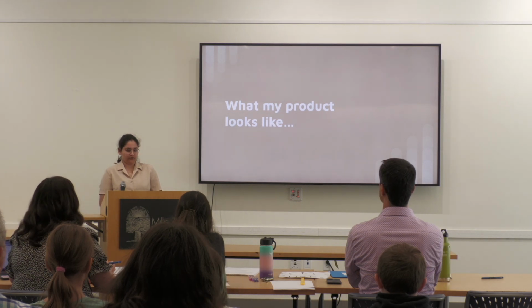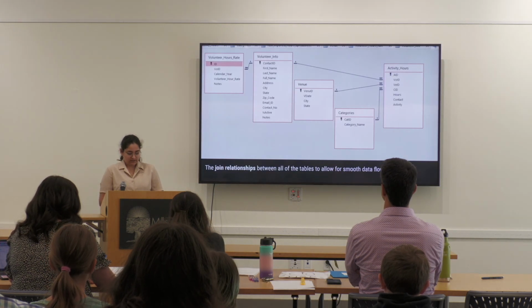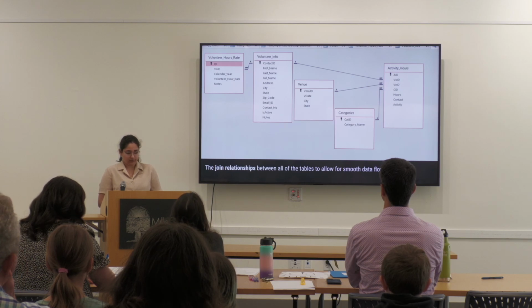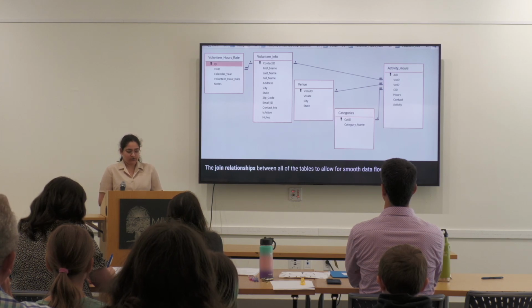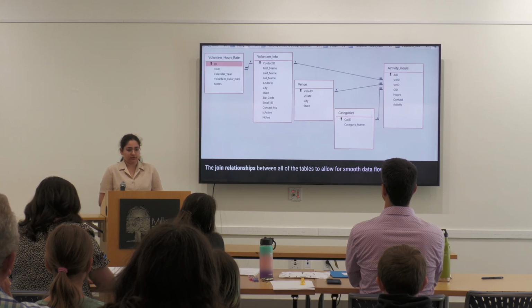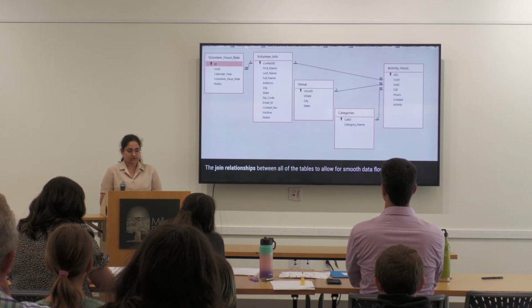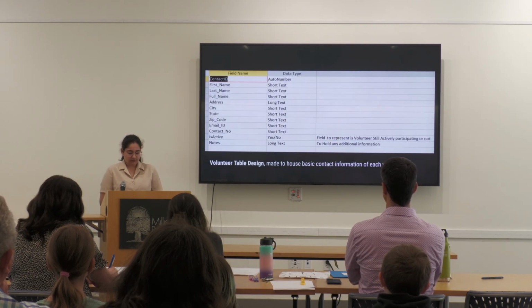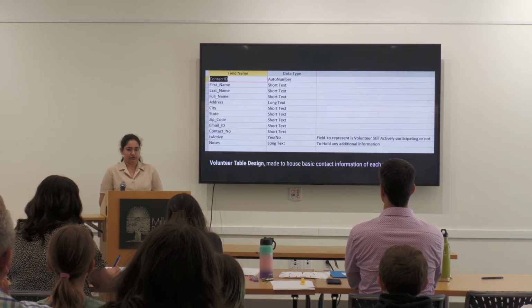So what my product looked like. This is the join relationship between the volunteers' hours rates table, the volunteer info table, the venue table, the categories table, and the activity hours table. This is made so the data can flow smoothly between all of the tables. This is the volunteer table. It's made to house the basic contact information of each volunteer.